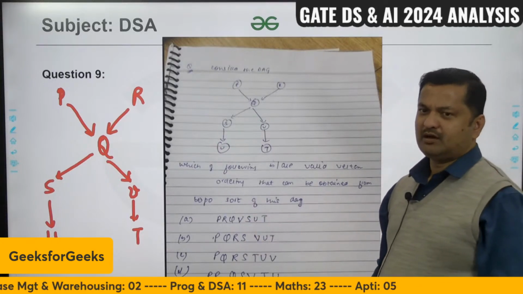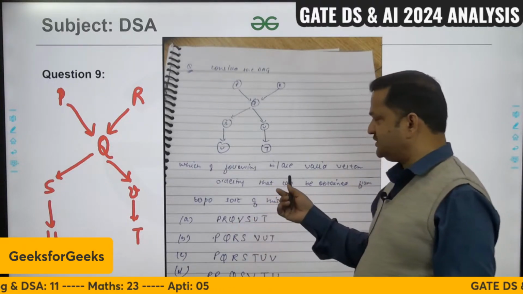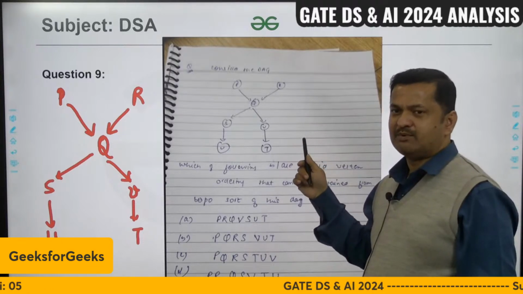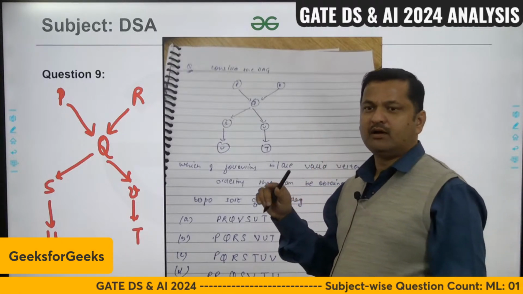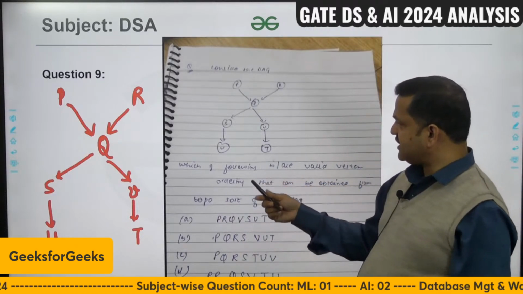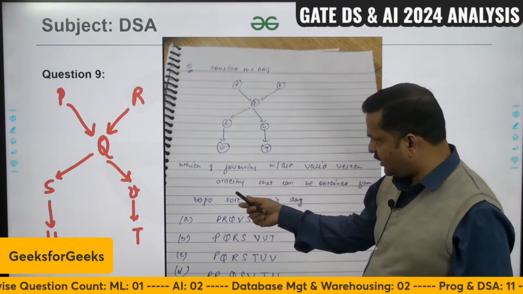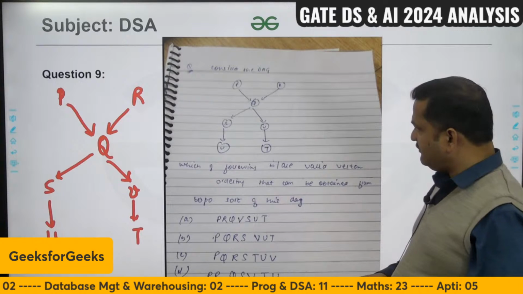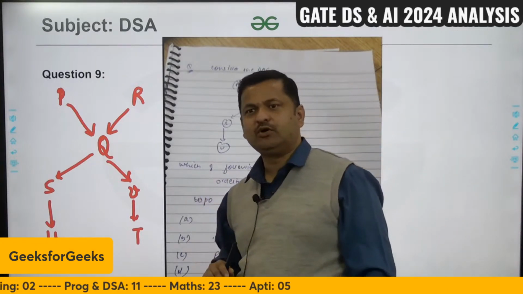The question is, which of the following is correct? That means it is possible that there are multiple correct options for this question. If such a situation is given to you, it is possible that only one option is correct, or more than one option is also correct. It says: which of the following is a valid vertex ordering, that can be obtained from topological sorting? So this particular question is based on topological sorting.